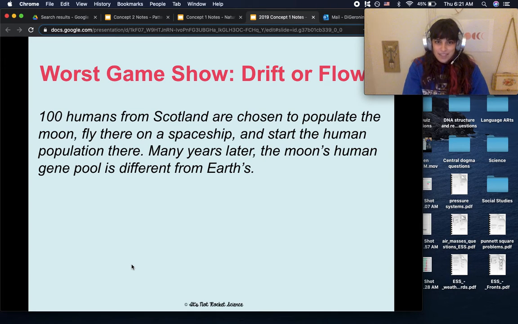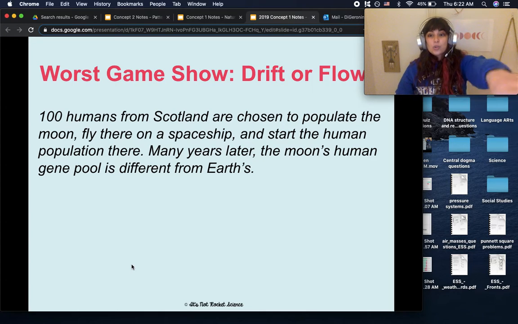You are correct if you said that this is genetic drift. First, I'll tell you why it's not flow, and then I'll tell you why it is drift. Gene flow can only happen if individuals move into a population that exists. There are no people on the moon to join. Like, the moon's empty. So when the 100 Scottish people moved there, they weren't changing the gene pool of the moon, they were establishing the gene pool of the moon. They were the first people there, so they weren't moving into a population, they were just moving to a brand new place. That's why it's not flow.